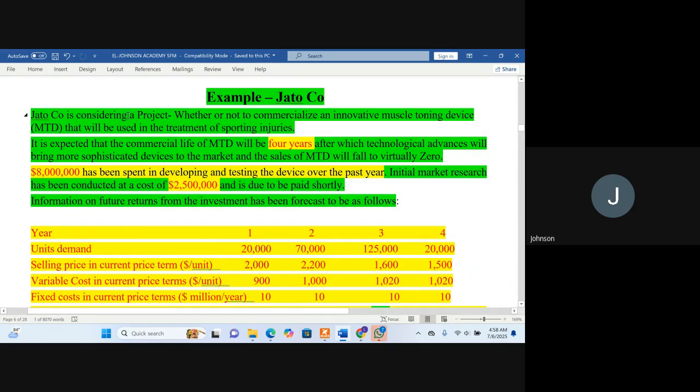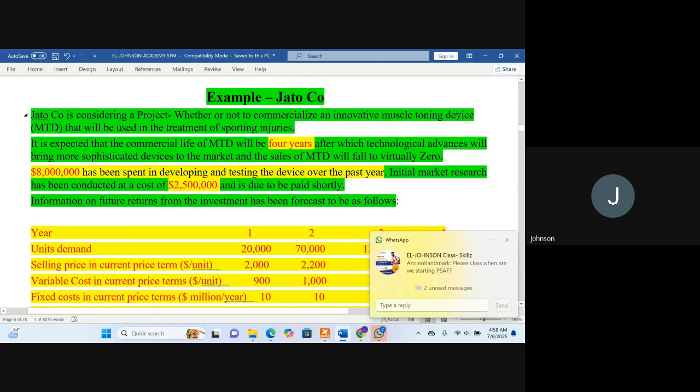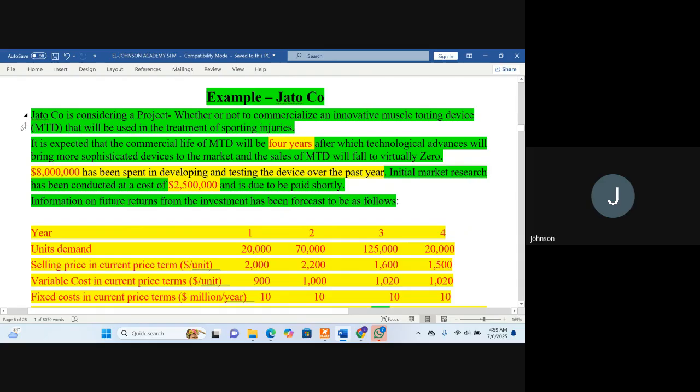Okay, so example, Jatoko Limited is considering a project of whether or not to commercialize an innovative muscular toning device, that is MTD, that will be used in the treatment of sporting injuries. So when people are involved in sport, they can have muscle pulls and all those things. So maybe people that are involved in sports have injuries.